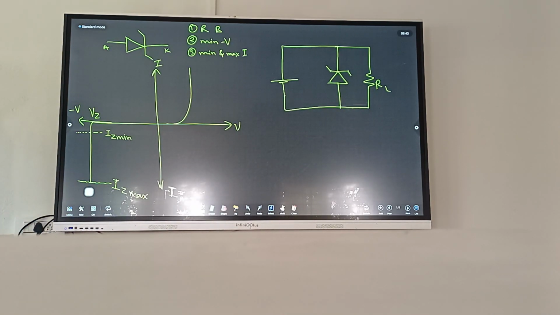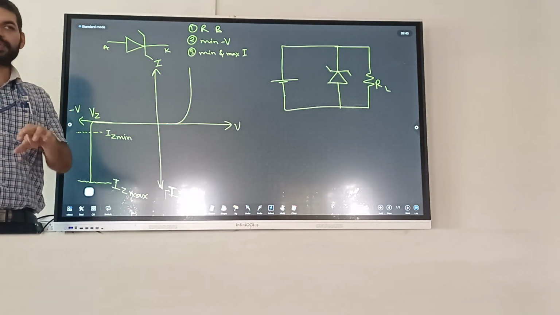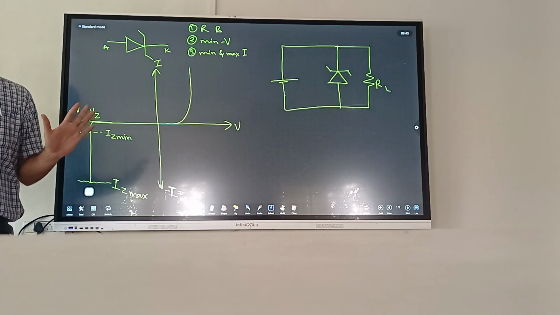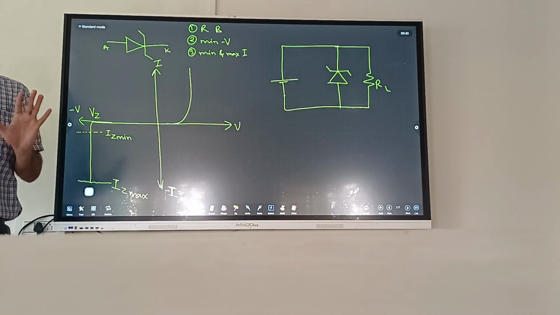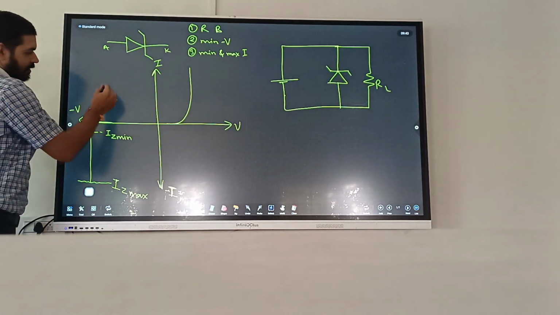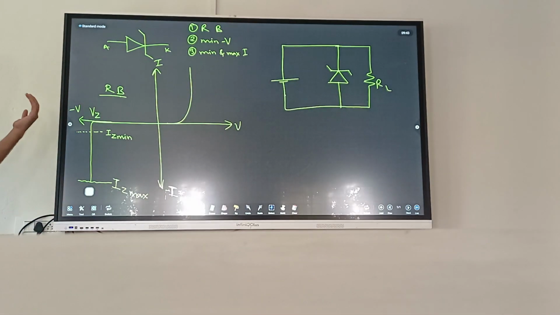Zener diode acts like normal diode when it is forward biased. Normal diode, Zener diode, no difference when it is forward biased. But the special property of Zener diode comes when it is reverse biased. Reverse biased means negative voltage is applied.